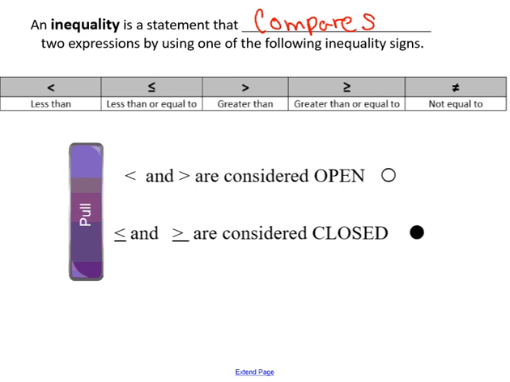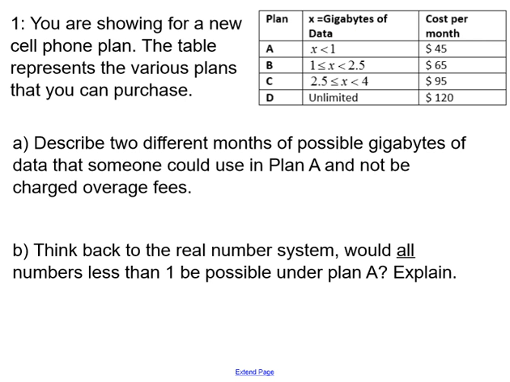Okay, so let's look at our first example that's in context. It says, you are shopping for a new cell phone plan. That should say shopping, not showing. The table represents the various plans that you can purchase. So there are 4 plans available, and within these 4 plans, we have an amount of gigabytes of data that we can use. Now you can see that the 4th plan is unlimited. So technically anybody could purchase the 4th plan, but it's also the most expensive.